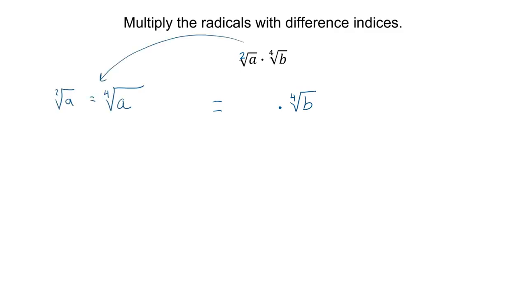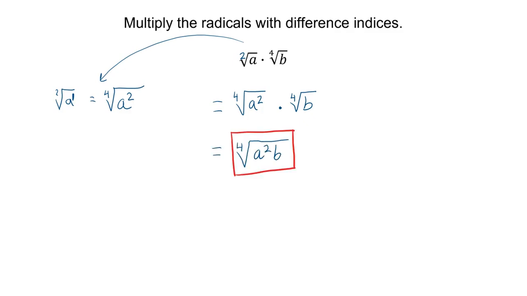of 4. So what number do we multiply the index of 2 by to get an index of 4? Well, obviously we'd have to multiply it by 2. But that also means that we have to multiply the interior exponent, which is a 1, by 2 as well. 1 times 2 is 2. So that means the square root of a is the same thing as the fourth root of a squared. So now we have the fourth root of a squared times the fourth root of b. We have the same indexes, so multiply outside to outside and inside to inside. Doing that gives us the fourth root of a squared b.